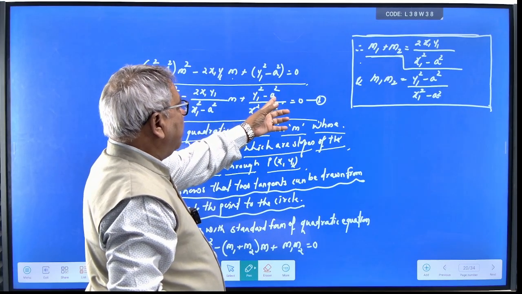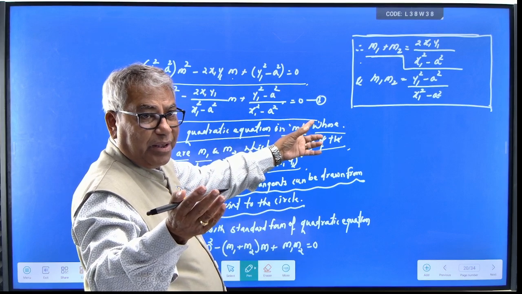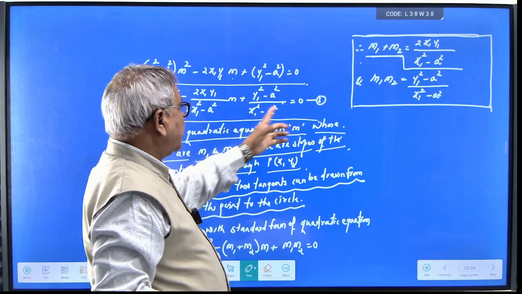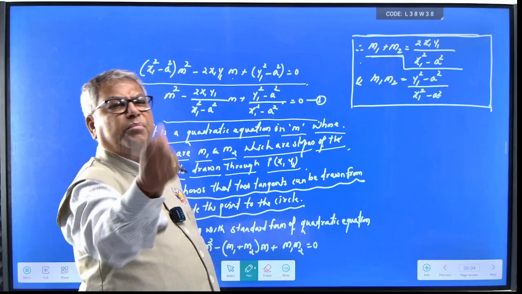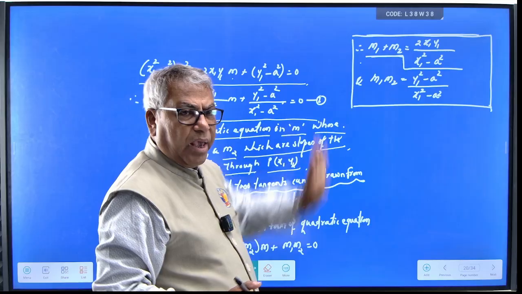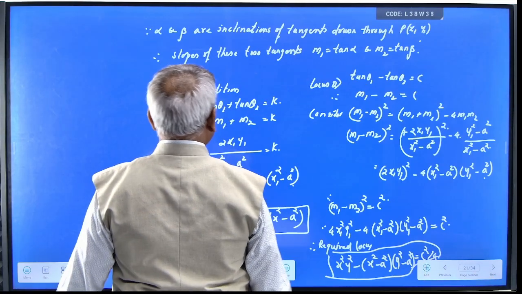y1² + b² upon x1² − a², right? For the hyperbola, y1² − b² upon x1² − a². Only that is a change, and that is the value of m1 + m2. And then whatever condition they give, we can solve this.